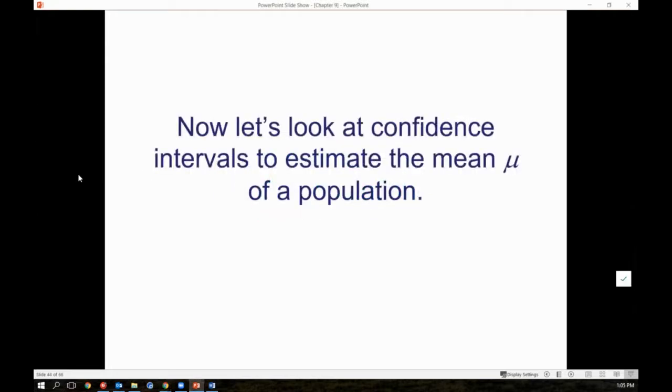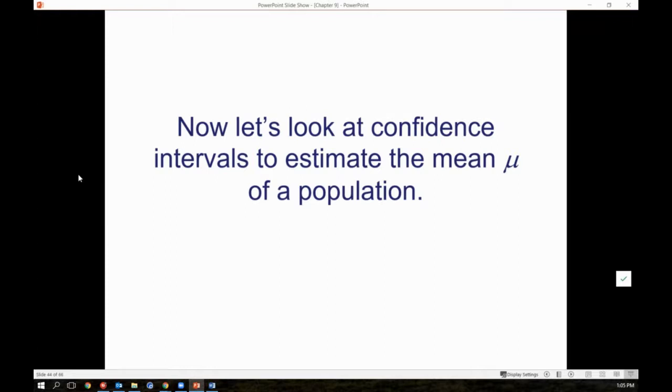So, like I said, on Friday we looked at proportions. Now let's look at the mean of a population. With the mean, there's going to be two different options. I say options, they're not options. It's based on what's given. One of them will be, they'll give us the population standard deviation, sigma. That's one method. The other method is when sigma is unknown.